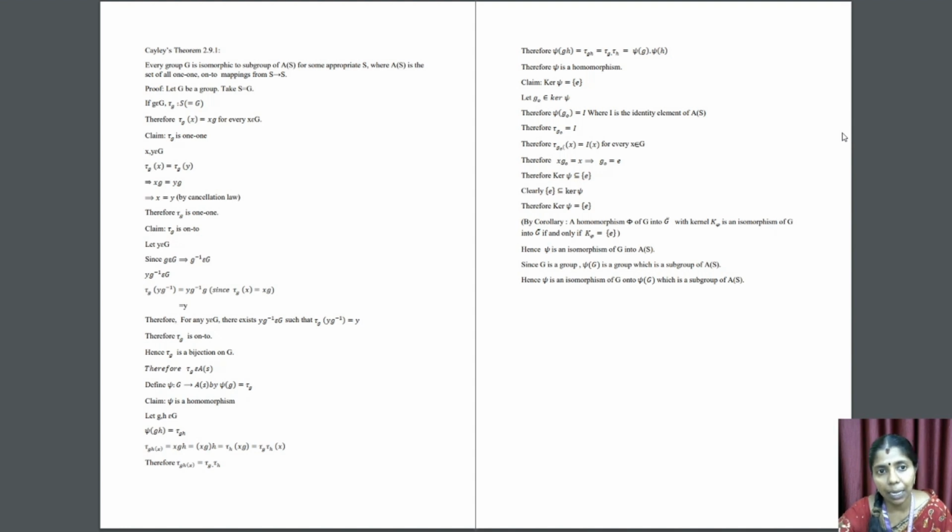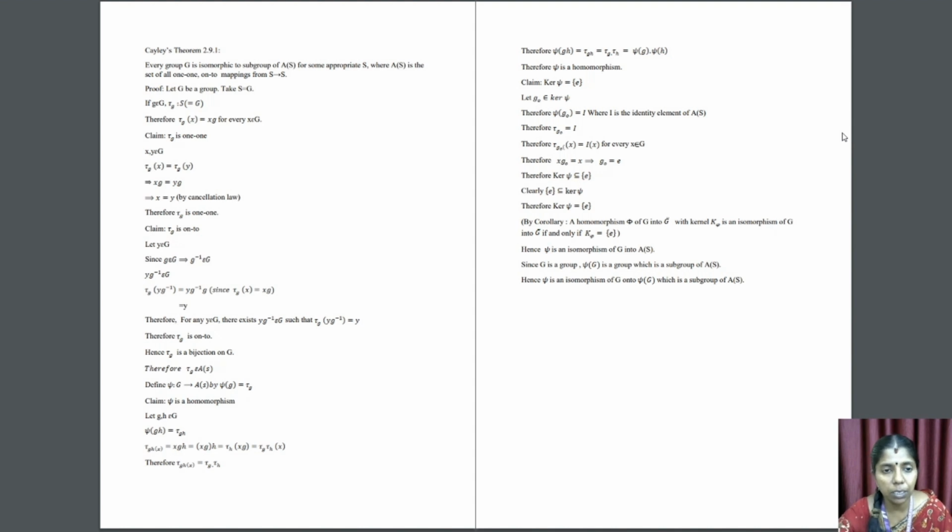First, our claim is tau_g is 1-1. Let x, y belong to G, that is, we take two elements from G. Suppose tau_g(x) equals tau_g(y). This implies xg equals yg. This implies x equals y. We use the cancellation law. Therefore, tau_g is 1-1.